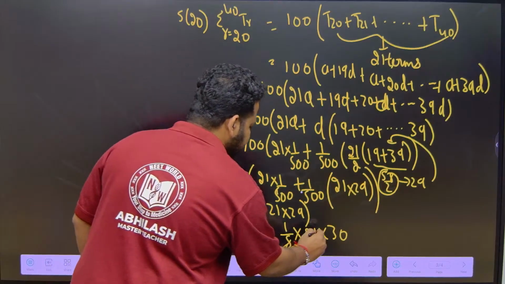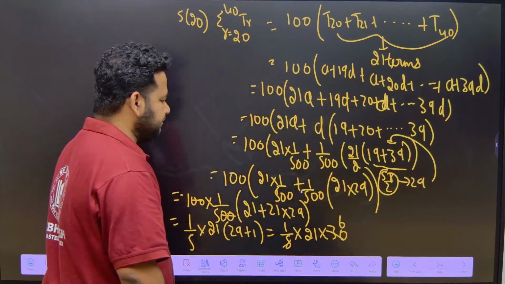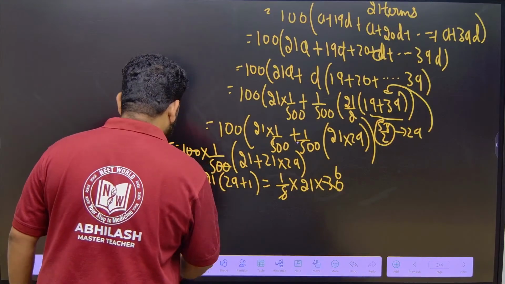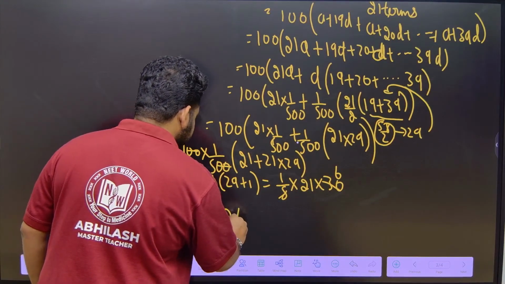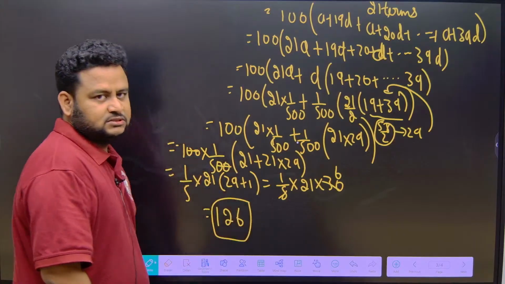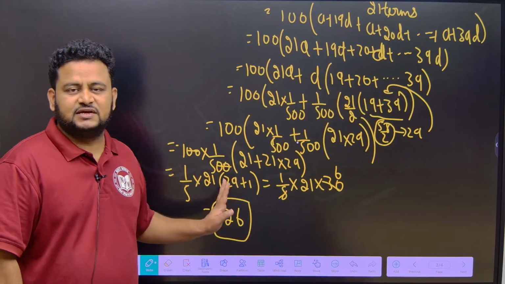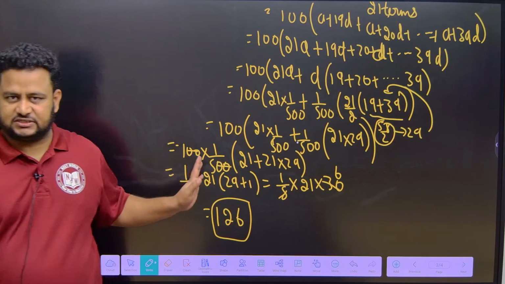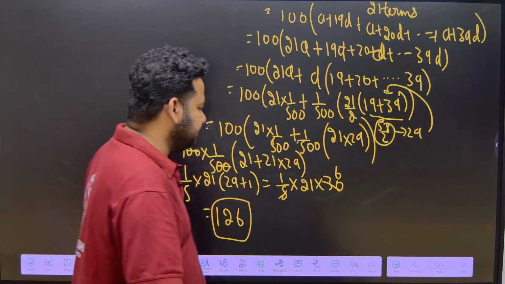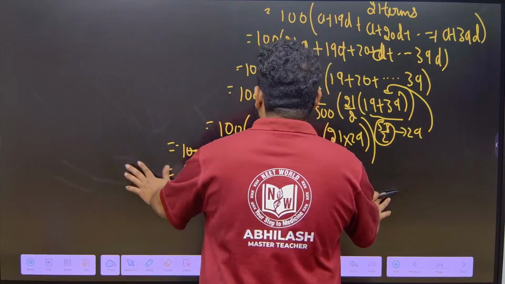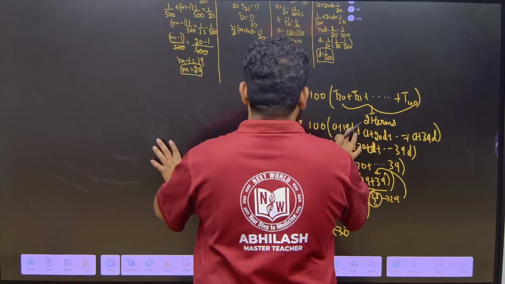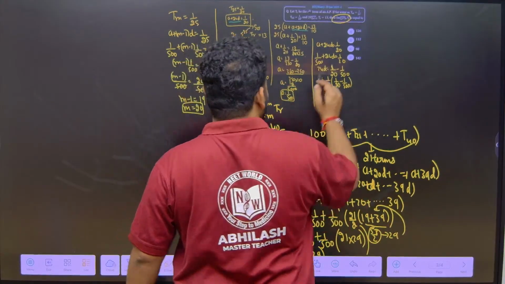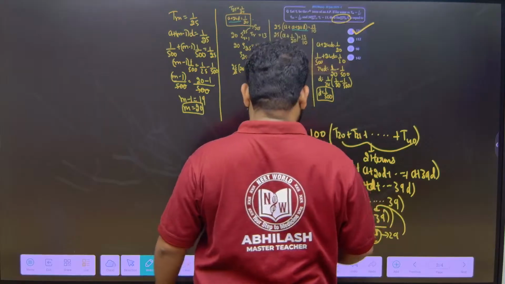So 5 ones are 5, 6 sixes are, so we have 21 into 6, which is equal to 126. So the right answer to this question is 126, which is option A.